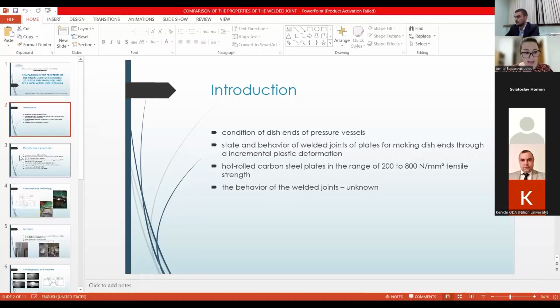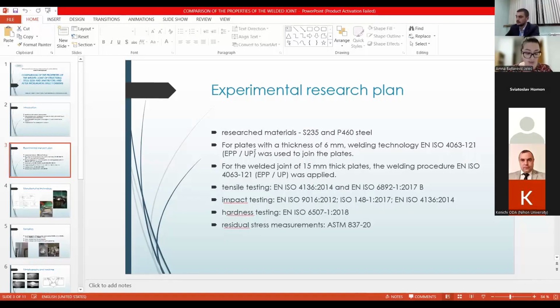So this research focuses on steel S235, one of the most commonly used materials for pressure vessel production, and P460, which is increasingly being used as a replacement for the first one. Different welding technologies were used for different thicknesses of plates. Material tests were performed according to the standards, as shown in this slide.